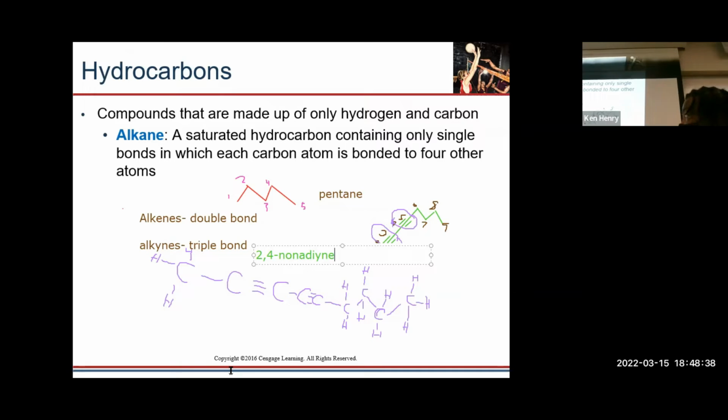The other way of writing it, and most people hate the way it looks, it's not pretty, but it becomes functional. So the other way of writing it is nona-2,4-diene.